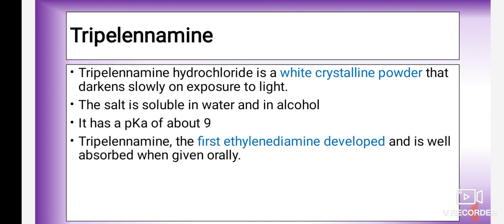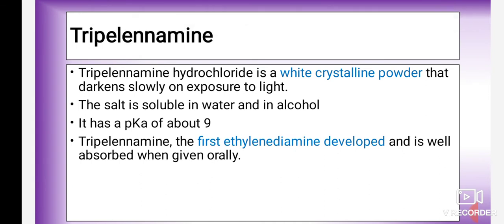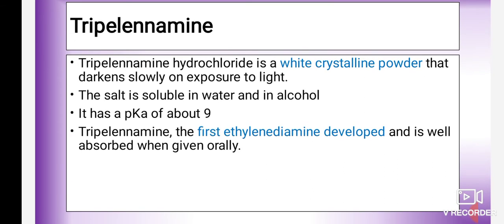Tripelennamine hydrochloride is a white crystalline powder that darkens slowly on exposure to light. It is available in the form of crystalline powder, and if exposed to light, it converts into a dark shade. The salt is soluble in water and in alcohol. This is the solubility point of view of the drug: completely soluble in water and also in alcohol. It has a pKa of about 9.